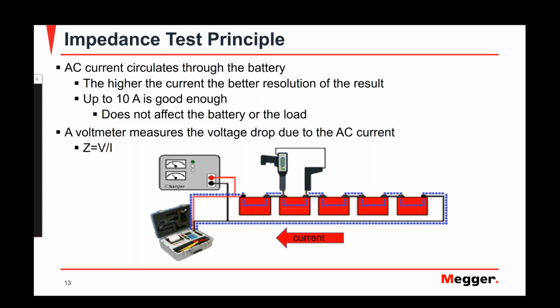However, the signal is high enough to help us avoid any ripple current interference or any noise that might be on the system. Now, once the current is circulating through the string, we can measure the voltage drop across the cell. And then by applying Ohm's law, we can calculate that impedance value. Using this method, you obtain both the cell impedance value and you can record the cell voltage.